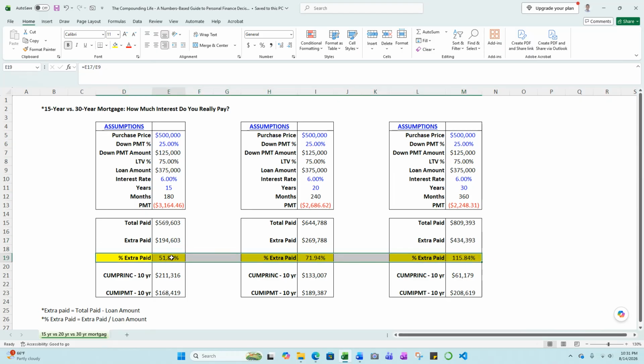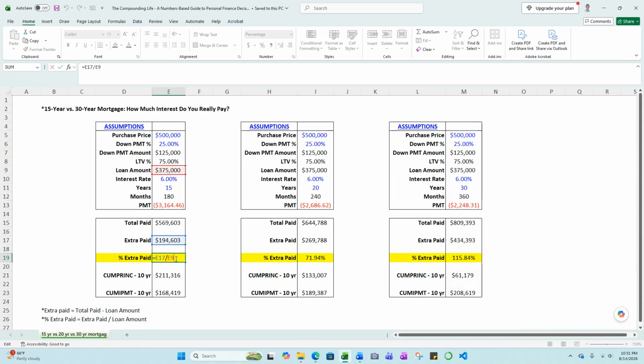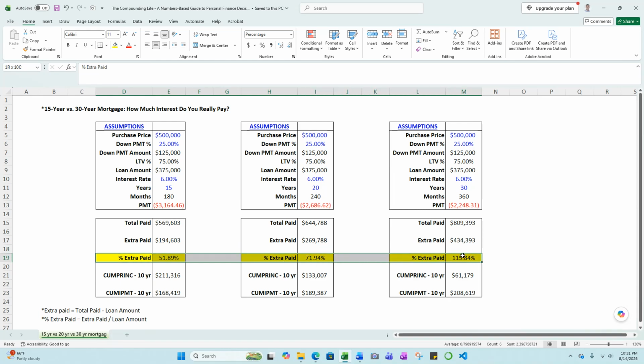Now let's move down to the percentage extra paid. The way this is calculated is basically taking the extra paid divided by the loan amount. And again, the extra paid is the total paid minus the loan amount. So the percentage extra paid is extra paid divided by the loan amount. You can see that. And as you can see the relationship here, as you have a longer term loan payback or amortization schedule, this ultimately increases the amount of interest that you pay, which then means you have a higher total amount in terms of interest tacked on to the loan.